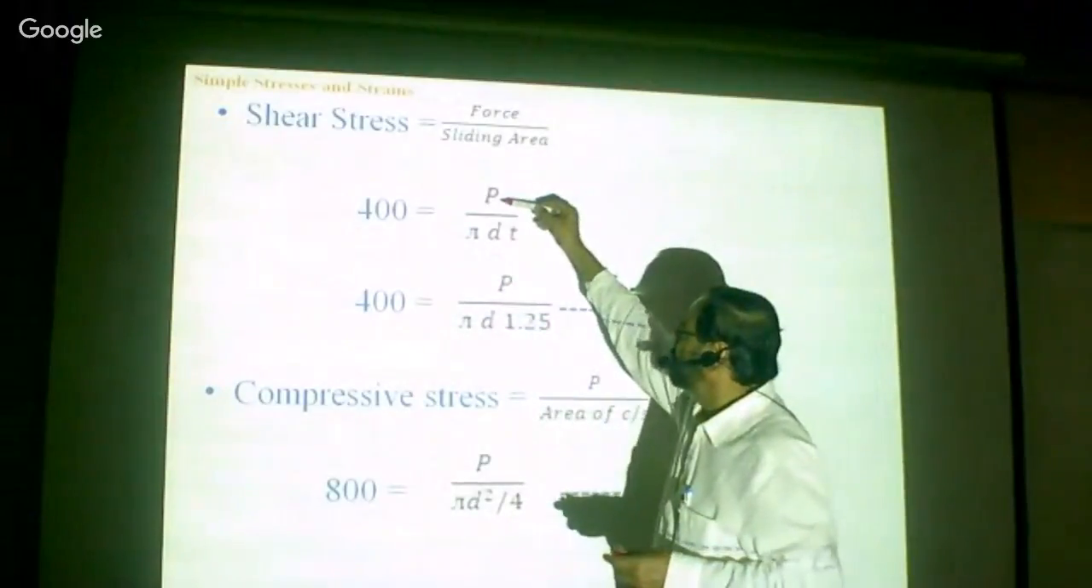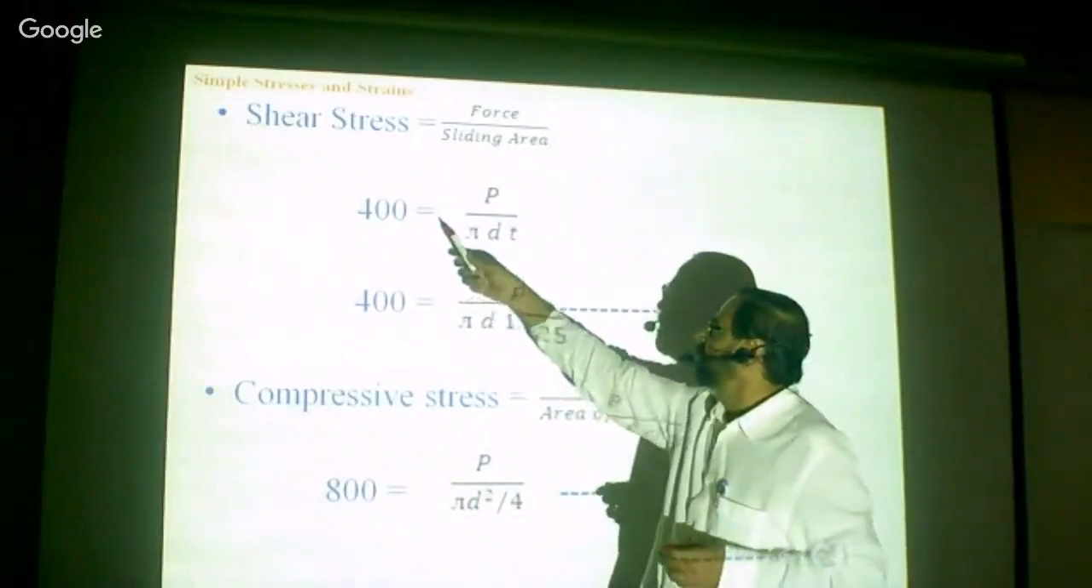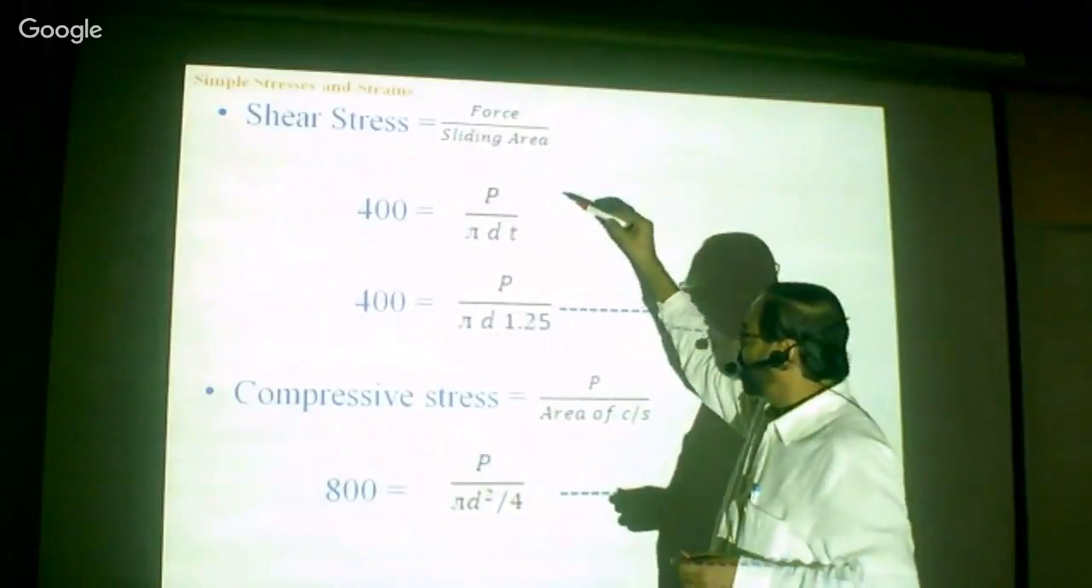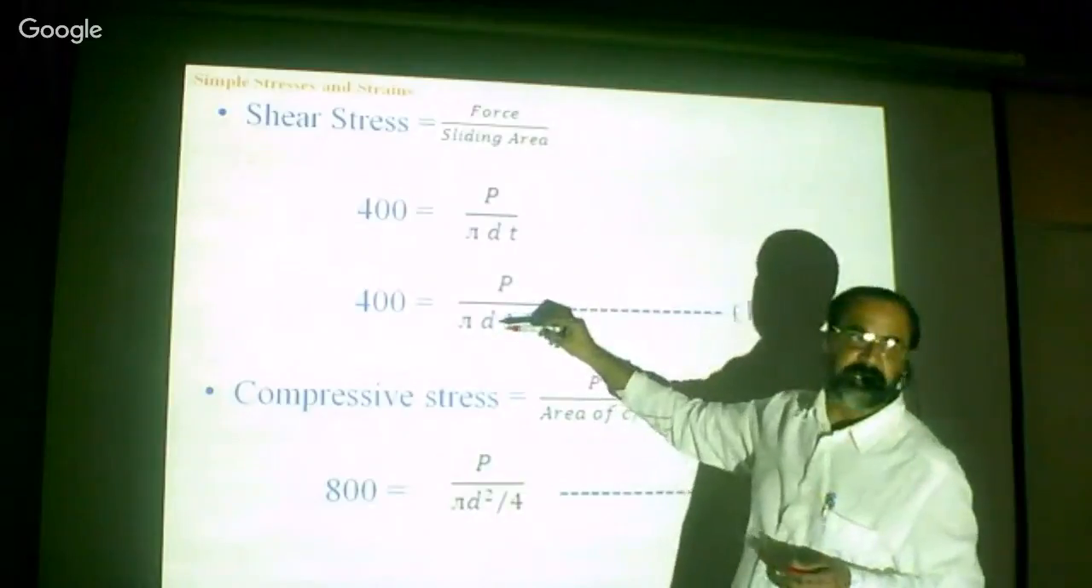This is the shearing force applied, and this is given. They have given the shear stress, which is 400 newtons per millimeter square. Now apply this, and there are two unknowns here: P we need to find out, D also we need to find out.